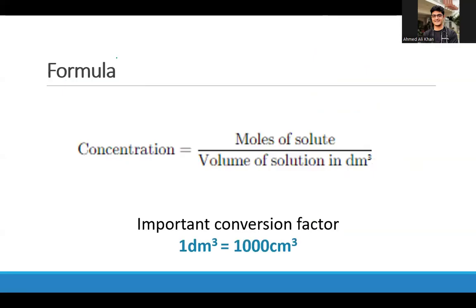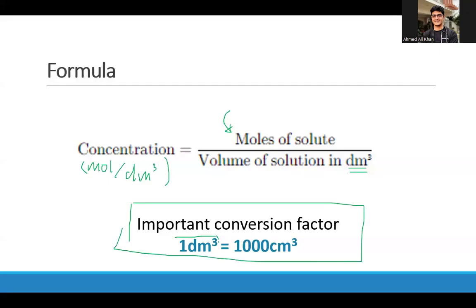So let's move on. So this is the formula to calculate the concentration. You need to divide the moles of the solute, right? And the volume of solution in decimeter cube, and then you get the concentration in mole per decimeter cube. And one important conversion factor that you guys need to know is that 1 decimeter cube equals 1,000 centimeter cube. Okay, usually we measure volumes in centimeter cube, right? So you'll be needing to convert centimeter cube to decimeter cube, right? Simple mathematical calculation and division multiplication.